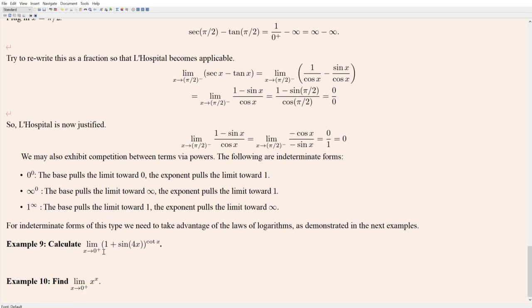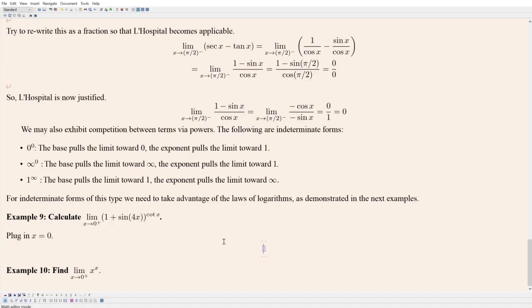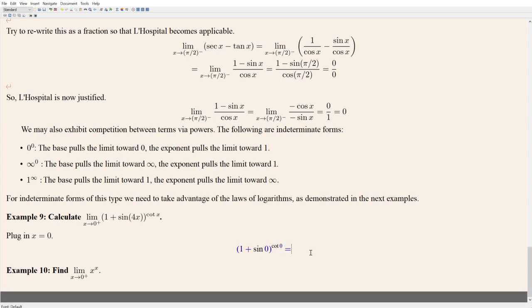So here, we got this mess. So what happens if we plug in x equals 0? Well, we get 1 plus sine 0 to the power of cotangent at 0. Sine 0 is 0, so the base here is just 1.